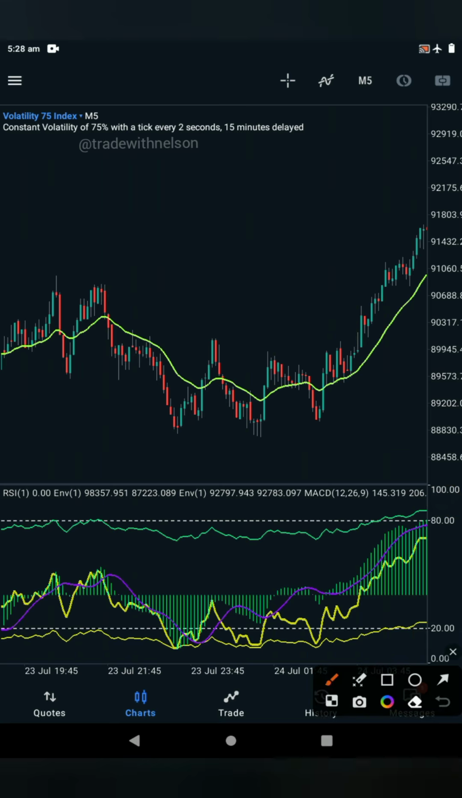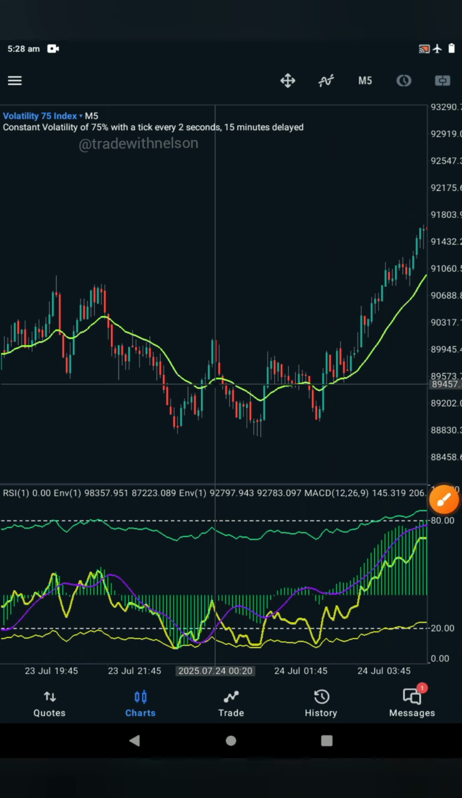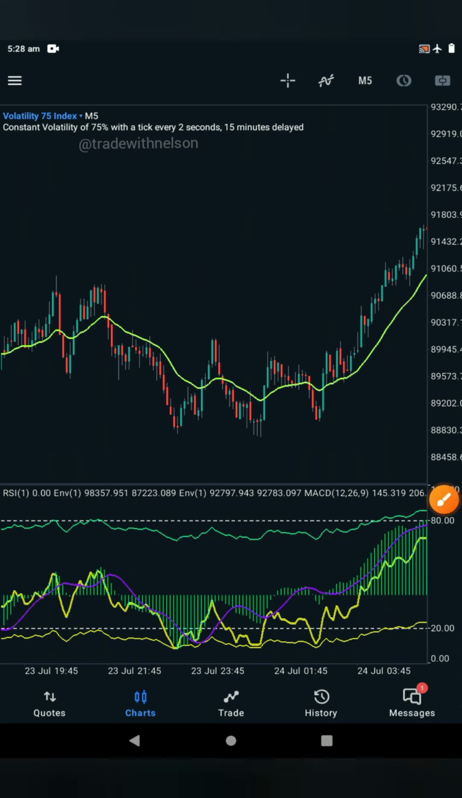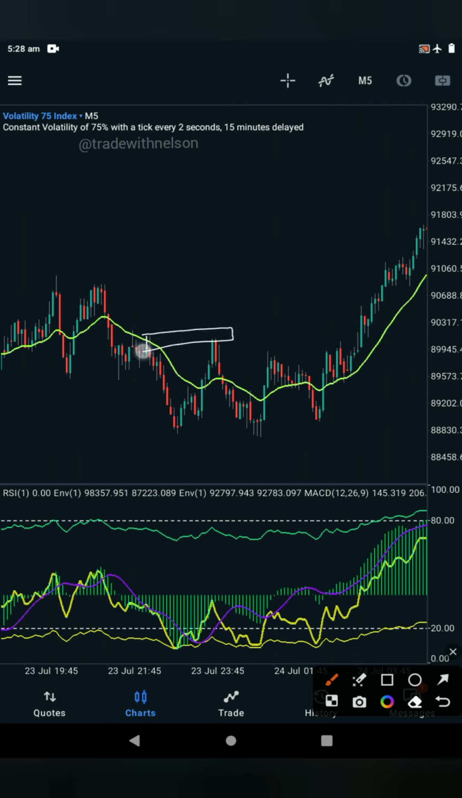You can see at this point, after we have the touch of this yellow line over here, we want to wait for the cross of this inner yellow and this purple line. You have the cross over here, confirming that the market is likely to continue in an uptrend. Then you want to see the market break above this swing high. You can see that this is the swing high before this low. We did not have the break here.